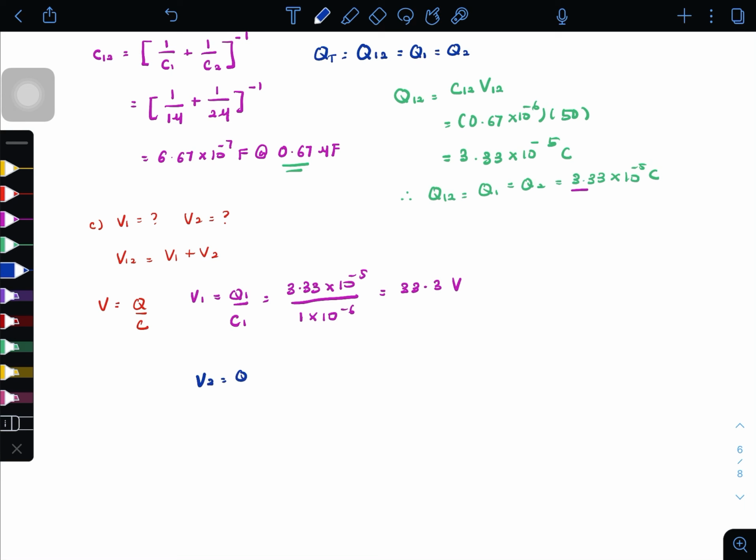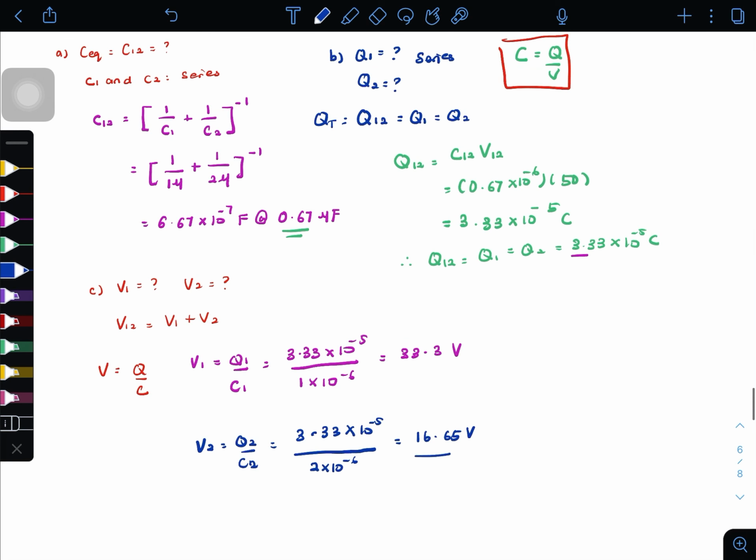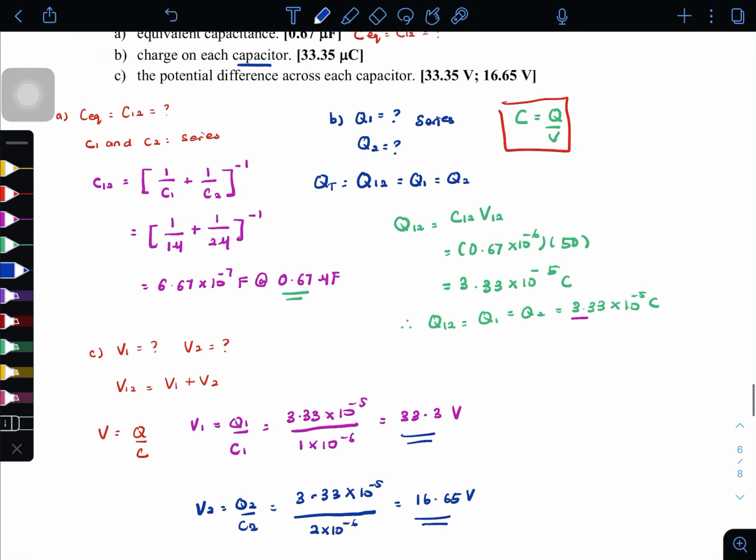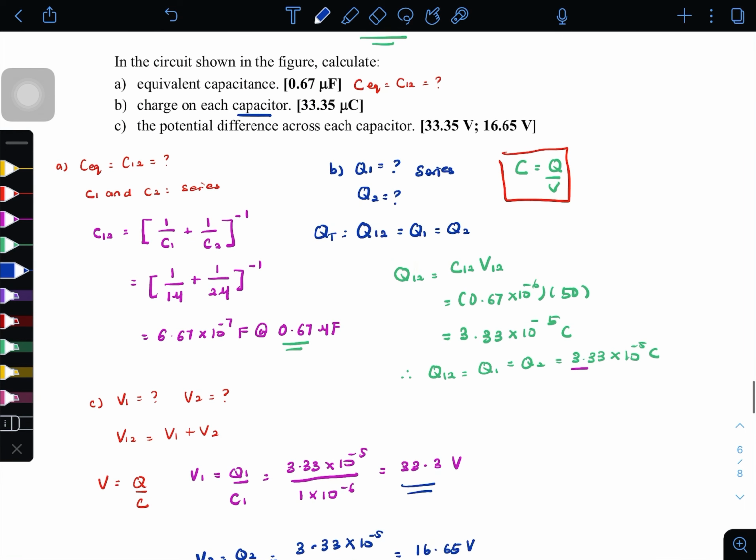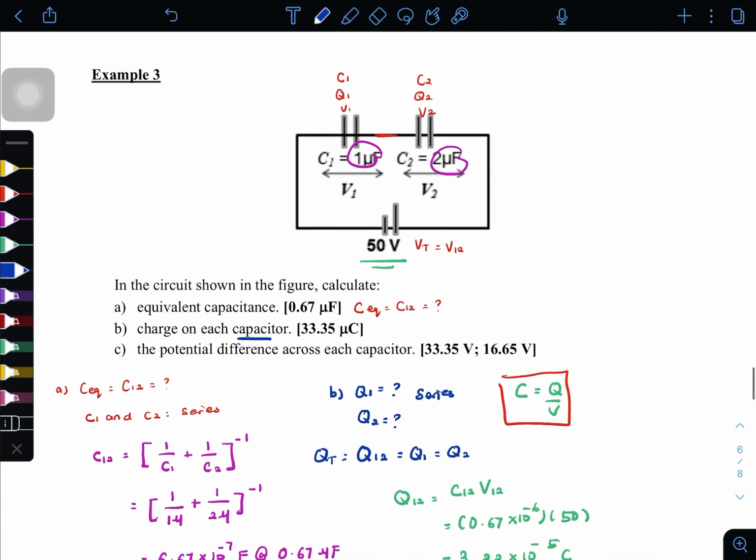Okay, and same goes to V2. V2 equals to Q2 over C2. Q2 is 3.33 exponent negative 5 divided by C2, which is 2 exponent negative 6. So kita akan dapat 16.65 volt. Okay, so that's for question C. Alright, so that's for the example number 3. Thank you.